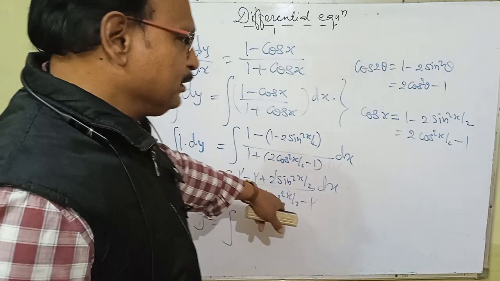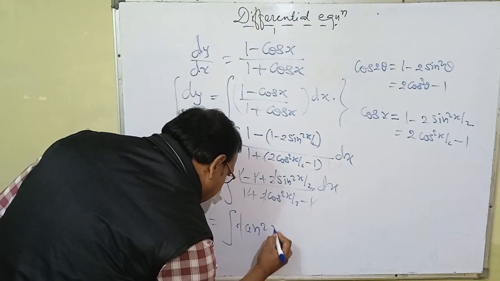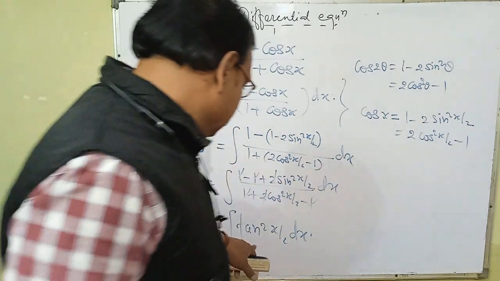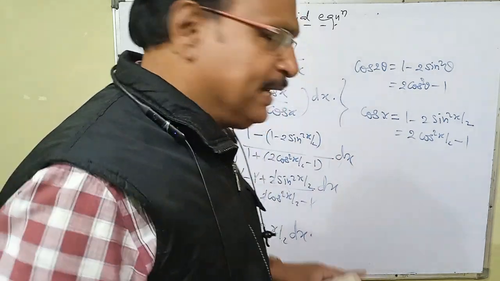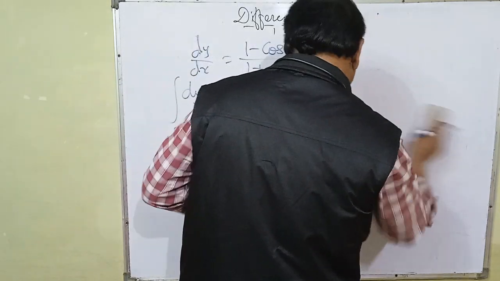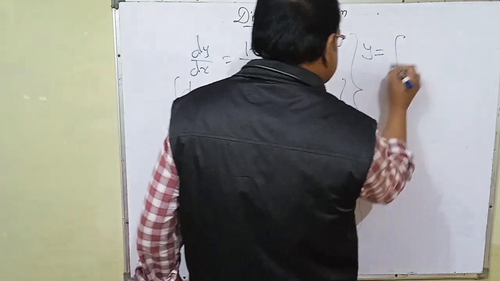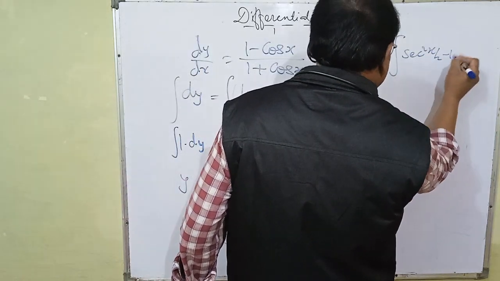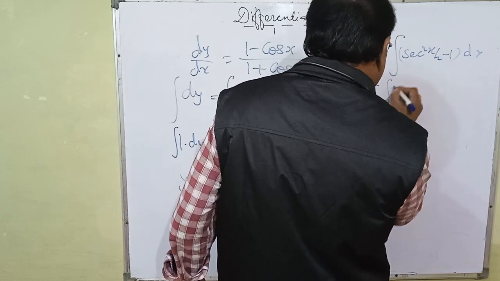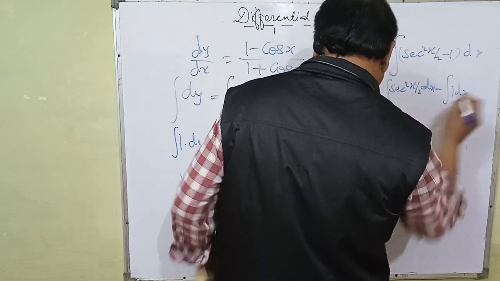sin square x by 2 upon cos square x by 2. Is that tan square x by 2? Tan square x by 2 dx. Now we see that tan square x by 2 can be written as sec square x by 2 minus 1. So we can write y is equal to integration of sec square x by 2 minus 1 dx, and y is equal to integration of sec square x by 2 dx minus integration of 1 dx.